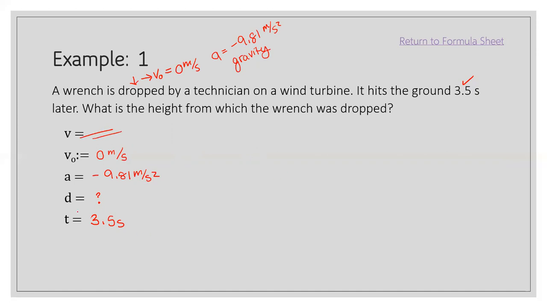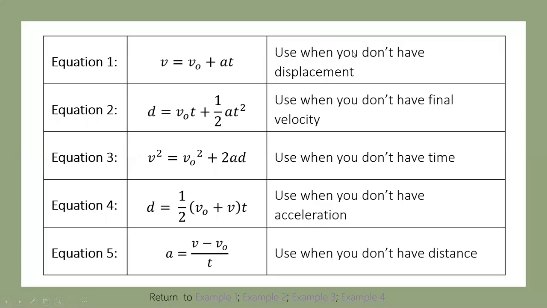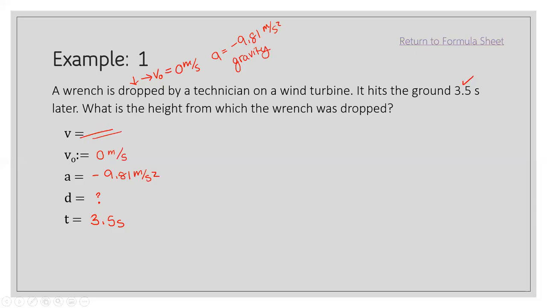So we've listed our pieces, we've identified what it is we need to solve for. Now we need to find an equation. So we need an equation that does not use final velocity, but has everything else. So looking at our formula sheet, this one has final velocity, this one does not. I have distance, I know the starting velocity, I know the time, I know the acceleration. So we're going to use equation number 2. Might be helpful to print this off and just have this as a quick reference.